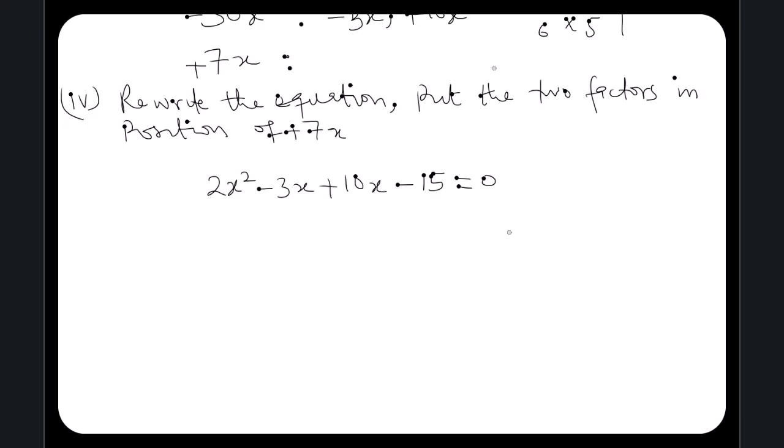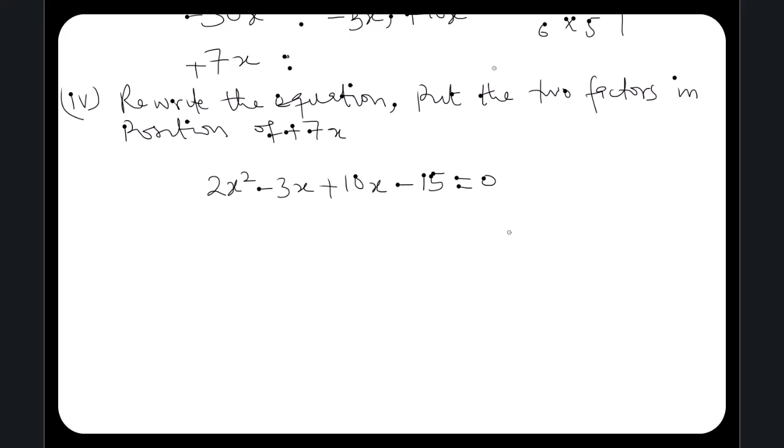This is where this method gets the name from. What we did is multiply the term with the highest power of x with the term with the lowest power of x to get our minus 30x squared. We now look for two terms that will replace 7x, and these two terms must be such that when you add them together, they give you 7x, but when you multiply them together, they give you minus 30x squared. So it's not that we just bring this from somewhere. We got it from the equation in front of us.